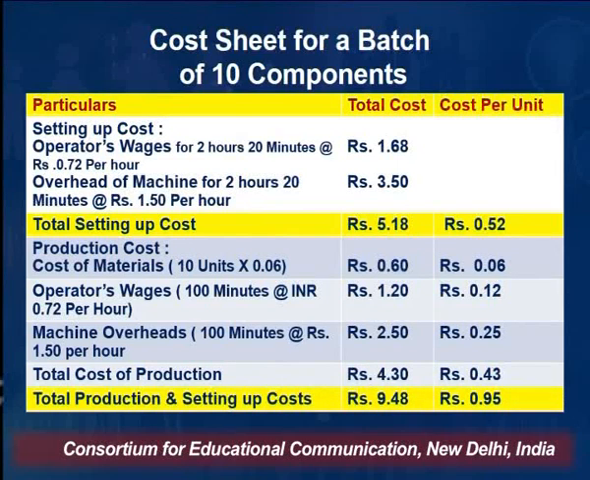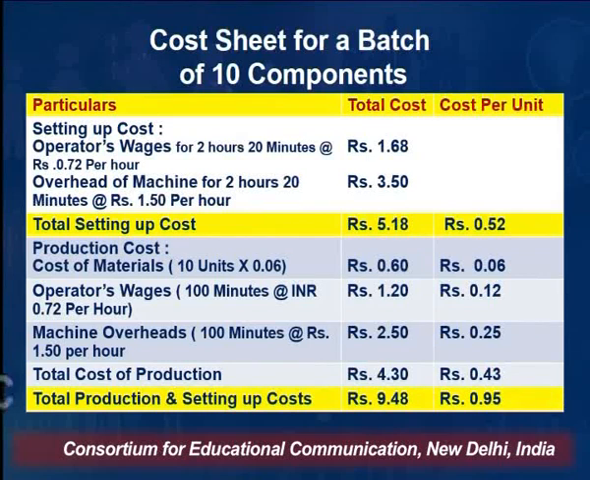Now what we'll do, the 4.30 is total cost of production, and if I have to find out the total production and setting up cost, so setting up cost is separate and this total cost of production is separate, we shall aggregate both of them to arrive at total production and setting up cost, which comes to be 9 rupees and 48 paisa, 9.48. And if you divide it by number of units, that is 10 components, it comes to be 0.948, and if we round it off, approximate value comes to be 95 paisa.